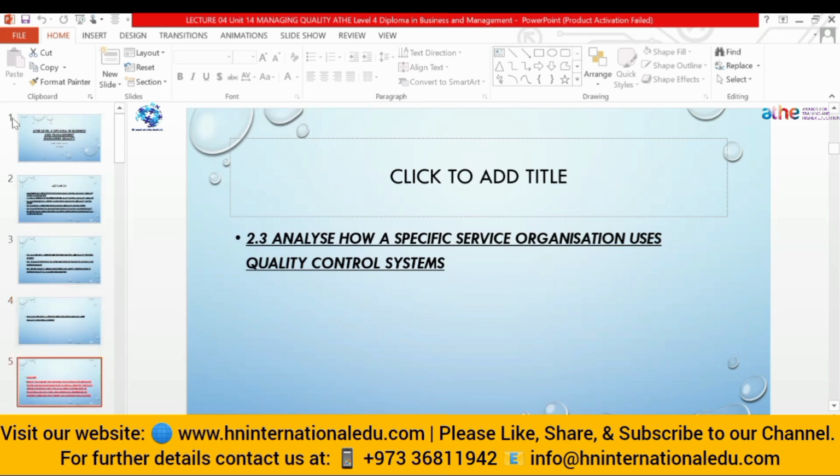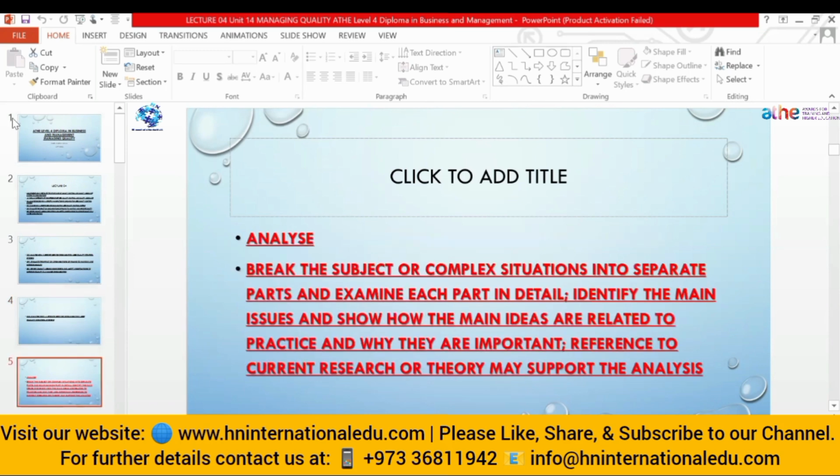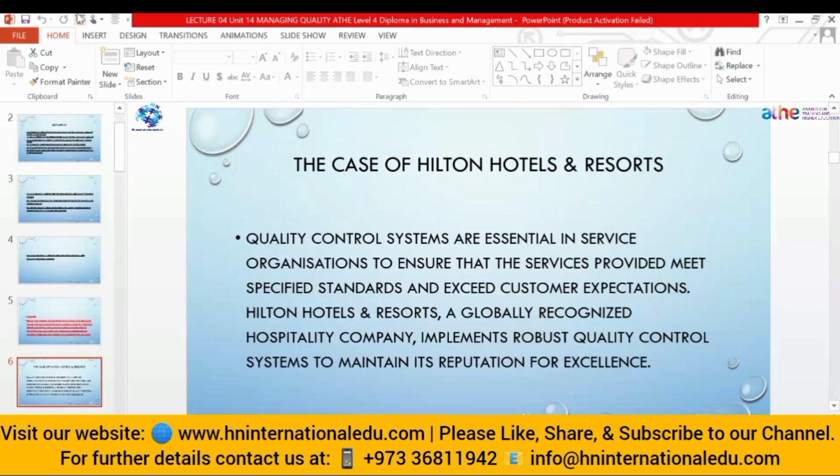And the command verb here is analyze, which means breaking the subject or complex situations into separate parts and examining each part in detail. Identify the main issues and show how the main ideas are related to practice and why they are important. Problem, solutions and the importance as well. Reference to the current research or theory may support the analysis too. As you read the assessment criteria 2.3, it was about service organization.